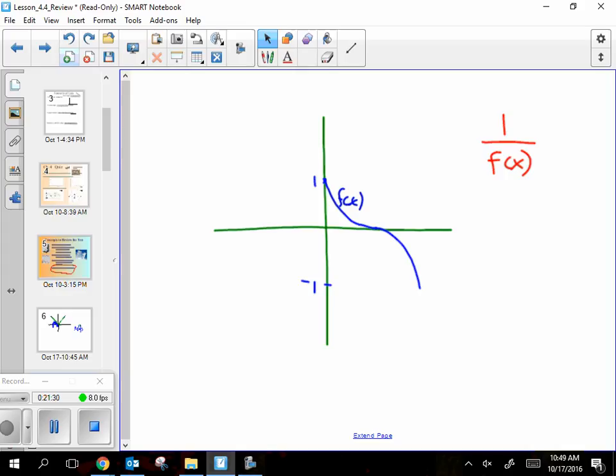If you're totally lost on this, at minimum, copy down the parent graph and then give yourself room to draw the reciprocal on another graph, so you can have an example for yourself at home tonight.